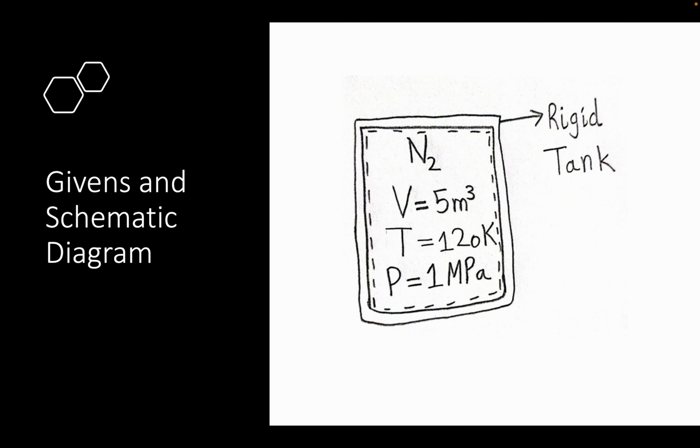In the given schematic diagram, we first draw the diagram in which there is a rigid tank, and it is closed and there is nitrogen gas in it. The volume of the tank is 5-meter cube, the temperature is 120 Kelvin, and the pressure is 1 megapascal. So these are the things which are given in the question.